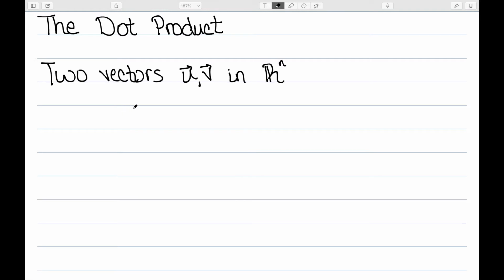In this video, I want to define the idea of the dot product. We're going to start with two vectors u and v in Rn. Well, the dot product is defined as u transpose v. And this is denoted by u dot v, hence the name dot product. So essentially, I'm just multiplying u transpose times v.